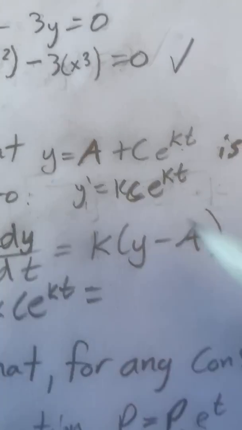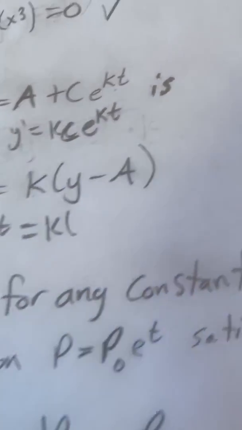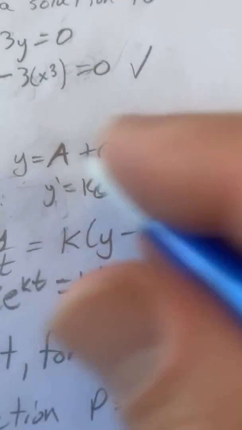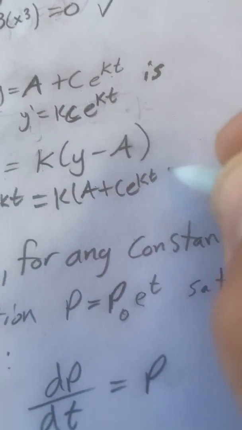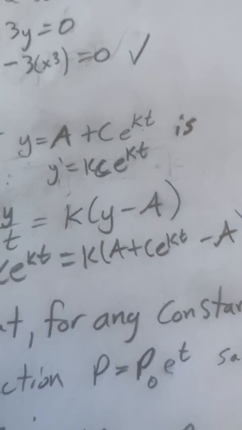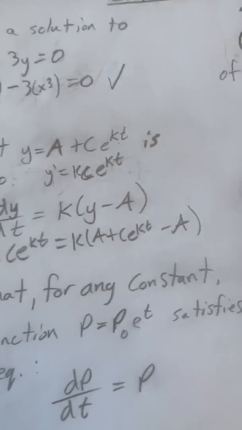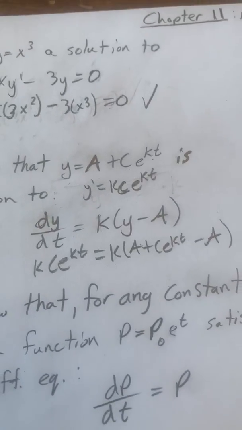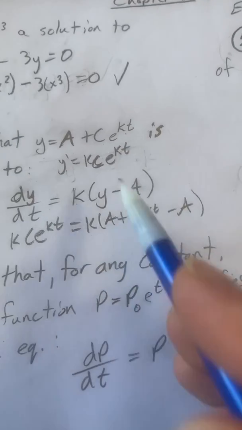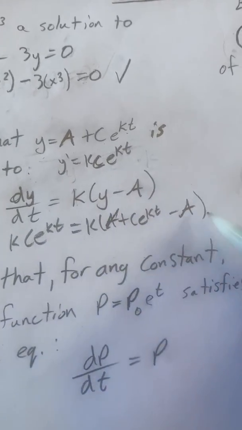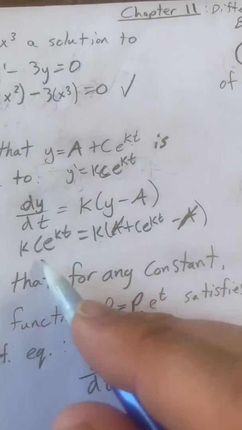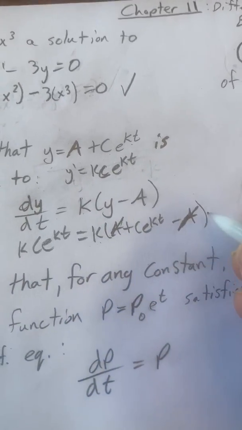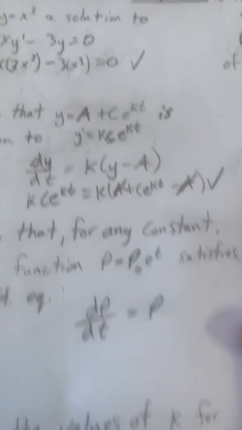And I replace the right side. I'm going to go in and replace the y with what it's equal to, which is this one here: a plus c e to the kt, minus a. I'm just trying to get everything in terms of t in this case. If I simplify in here, this a would cancel with this a, and you will see that I get kc e to the kt is equal to kc e to the kt. So that is a solution.